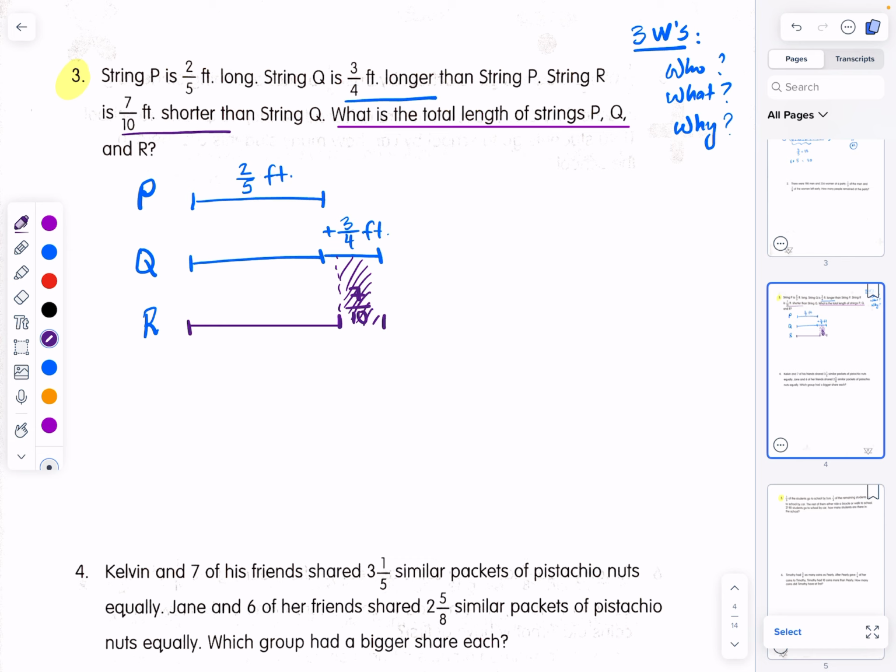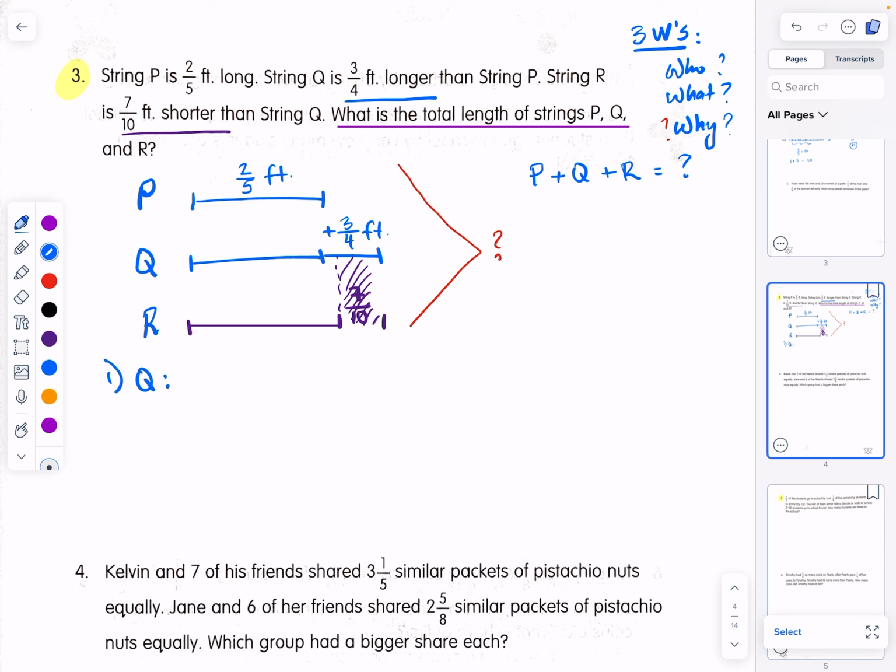So let's go on. What is the total length of all the strings? I'm going to make this bracket and I'm going to put a question mark because that is precisely why we're trying to solve this problem. Let's go. Step 1. To add up all strings, we need to know each length. Do we know string P? Definitely. So they're asking us for P plus Q plus R equals question mark. Do we know string Q? No. Step 1. Let's find the length of string Q.